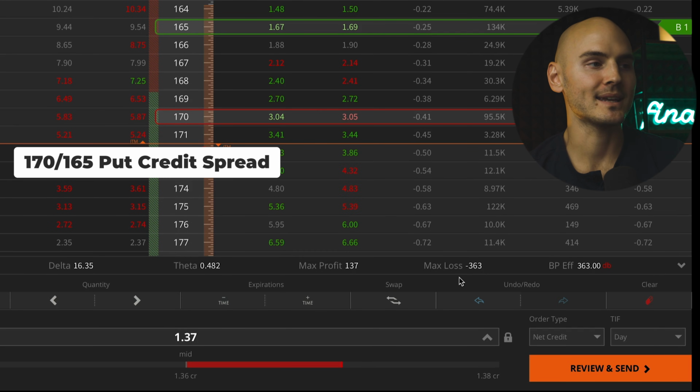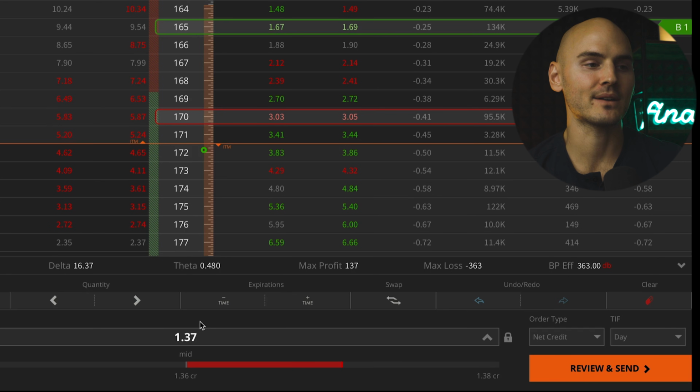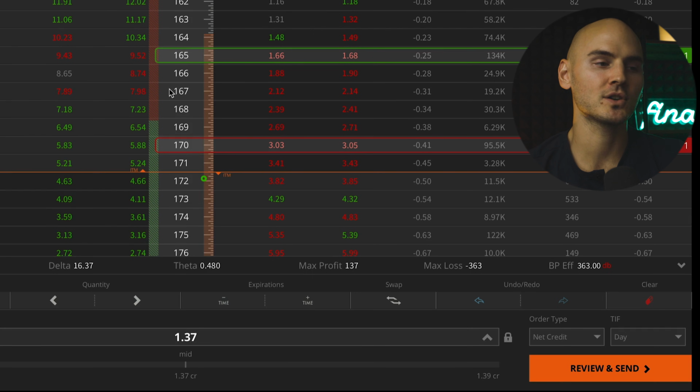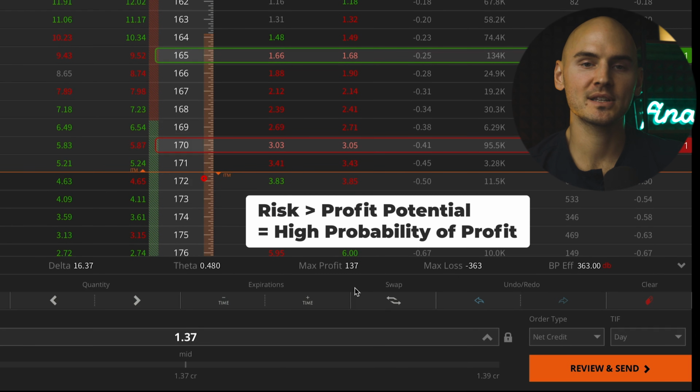The max loss is the width of the strikes, which is $5, minus what we can collect for this, which is $1.37, times 100, which gives us a max loss of $363. We can see the buying power effect says $363, and that just means we need $363 of available capital to enter this trade. Since our maximum loss potential is greater than our maximum profit potential, this means that this position has a high probability of success.